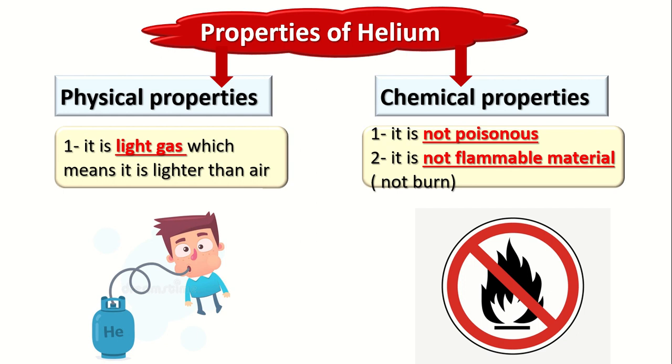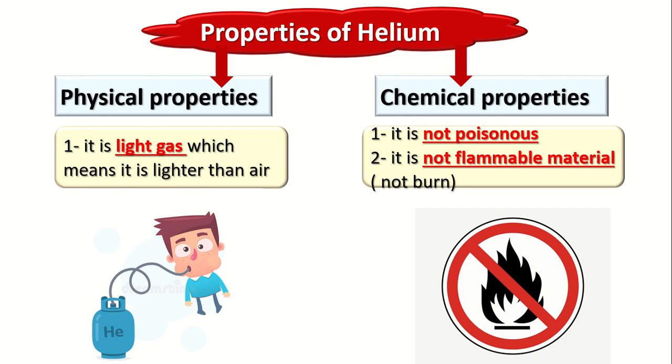Now we are going to talk about a gas. This gas is called helium. It's called what? Helium. Repeat after me. Helium. Okay, we will know the two properties of helium, the physical properties and chemical properties, as we know that the properties of matter are classified into physical and chemical.